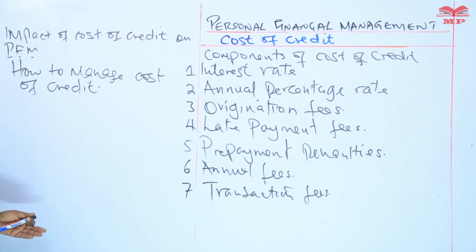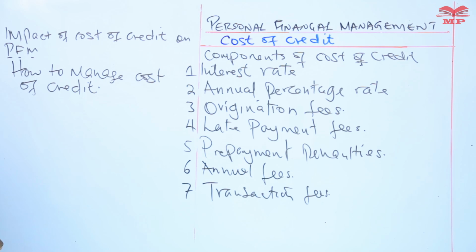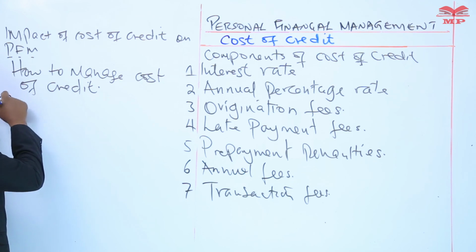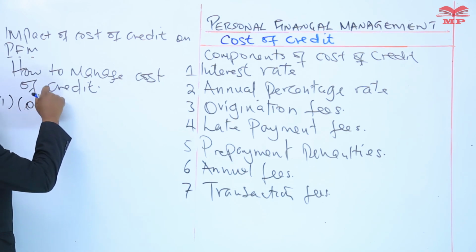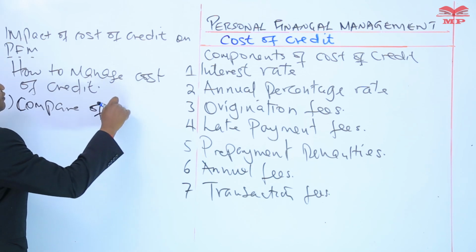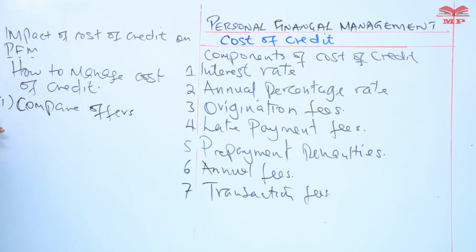So one way to manage cost of credit is to compare offers. First of all, before you take any loan, compare offers. Shop around and compare what different financial institutions are offering. Compare interest rates, compare the annual percentage rate, and compare the fees of different lenders before settling on a credit option.